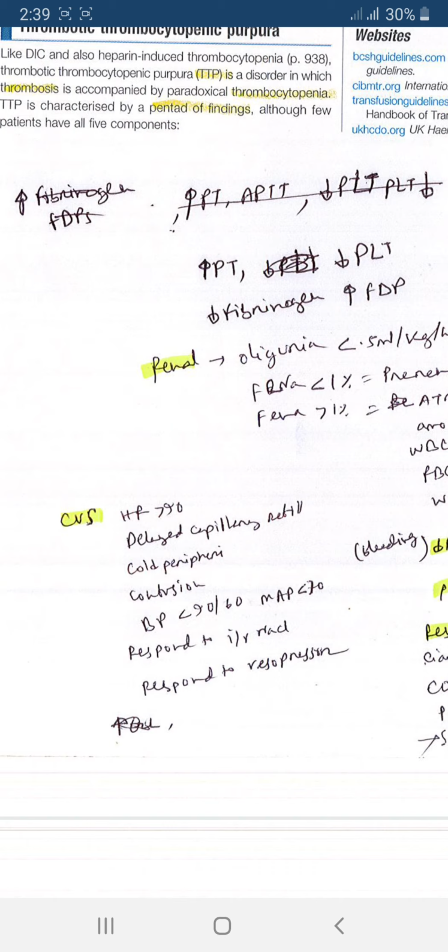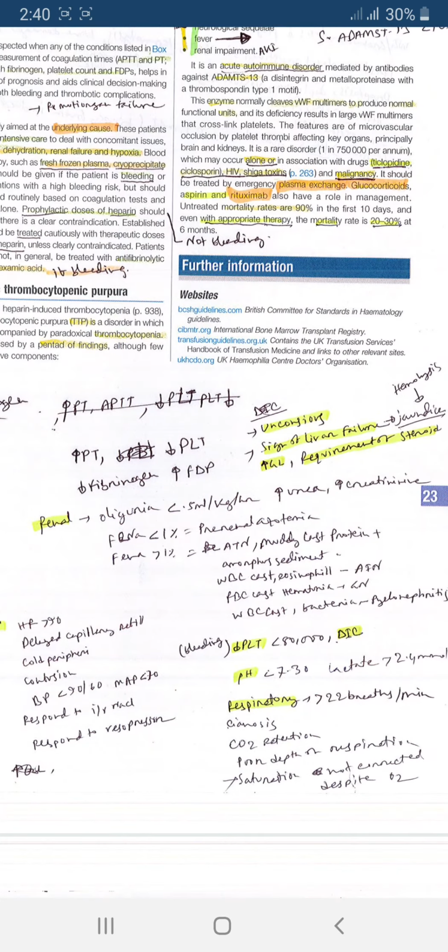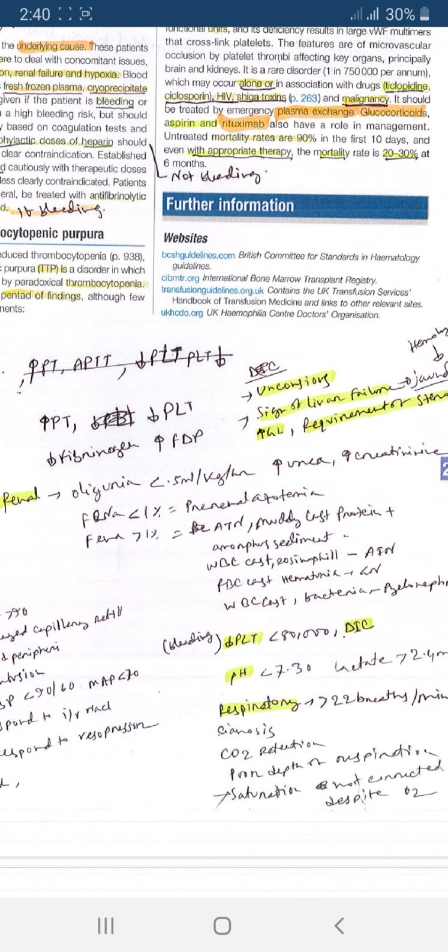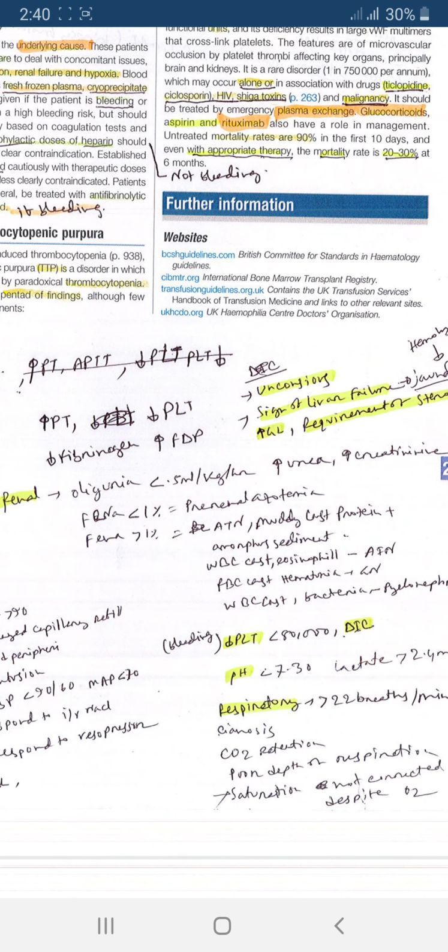So the patient may respond to IV normal saline infusion. If they do not respond to this, the patient may respond to vasopressors, that is dobutamine, noradrenaline and dopamine. And now you look for renal failure. Renal failure is indicated by oliguria or anuria, but oliguria means urine output less than 0.5 ml per kg body weight per hour. Fractional excretion of sodium is very important.